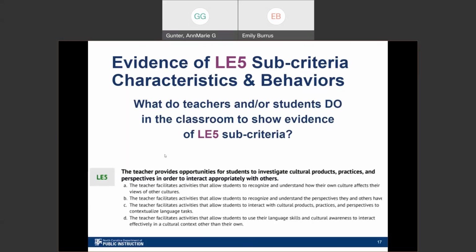You may want to reflect on the sub-criteria that you identified as professional strengths, or even look at some of the others to consider what else you could be doing to build up what you're doing or your students are doing in the classroom for this.